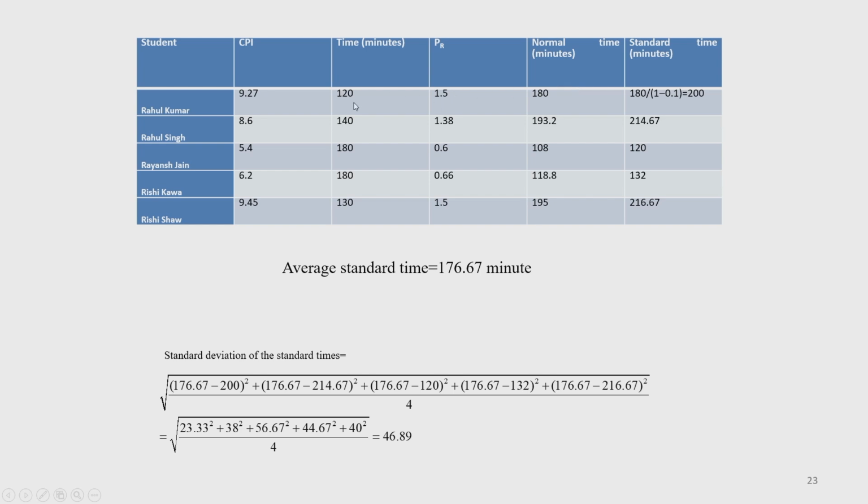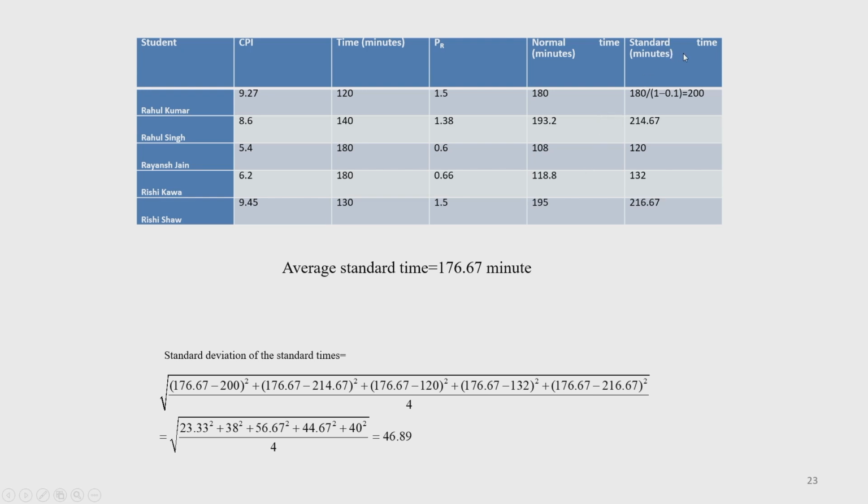Then we calculate the normal time. Actually they took 120 minutes, but for a normal person you have to multiply it by the performance rating. So, 120 into 1.5 will be 180. That means a normal man will take 180. Why could Rahul do it in 120 minutes? Because he was a 1.5 times performance rating man. So it becomes 180. Similarly, Rahul Singh will take 140 into his performance rating. And Reyansh actually took 180 minutes, but since his performance rating is poor, he is a poor performer, the normal man will take 180 into 0.6, that means 108.